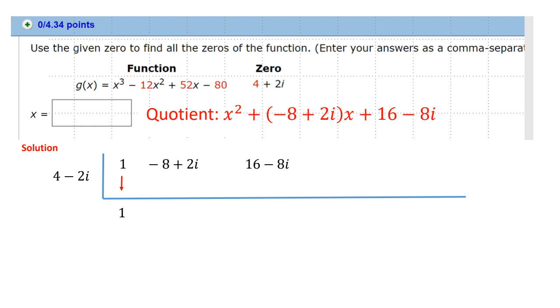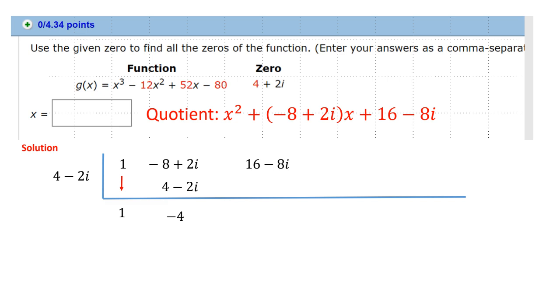If I really wanted to find all the zeros, because this is what they're telling me, what I can do is take the quotient and do the synthetic division again to simplify this, because getting the zeros from this is a little bit complicated. So let me go ahead and do synthetic division again with the quotient. My first value is 1, my second value is a negative 8 plus 2i, and then my constant is 16 minus 8i. Again, I'm going to bring down my 1.